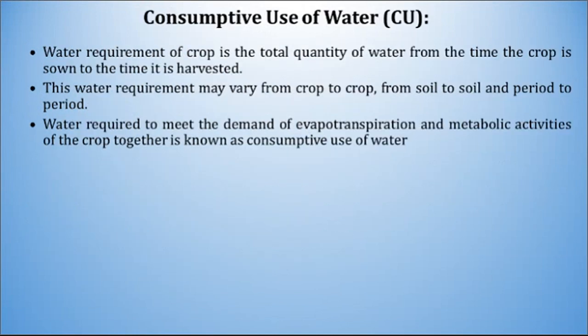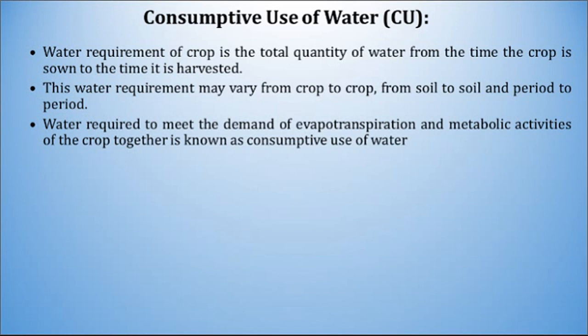Next term is consumptive use of water, CU. Water requirement of crop is the total quantity of water from the time of crop sown to the time of crop harvested. This water requirement may vary from crop to crop, from soil to soil, and period to period.